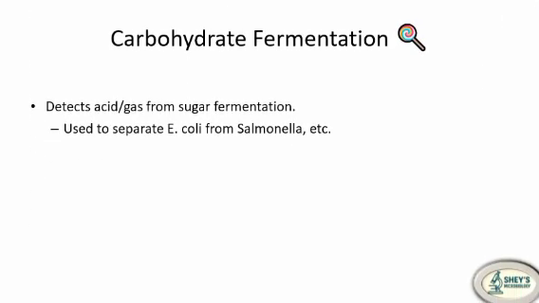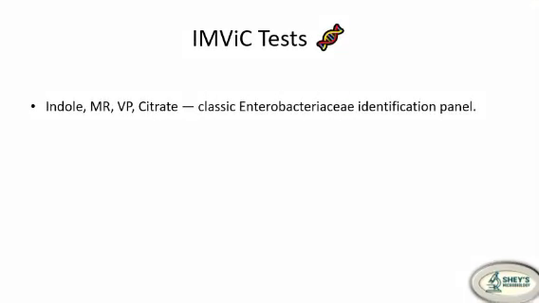Now, carbohydrate fermentation tests. One of the classics. Here we are checking if bacteria can ferment sugars like glucose, lactose, sucrose, mannitol. If they ferment the sugar, they usually produce acid and sometimes gas. So you see color changes or gas bubbles. For example, E. coli ferments lactose, Salmonella does not. This single point alone can help you distinguish major pathogens.